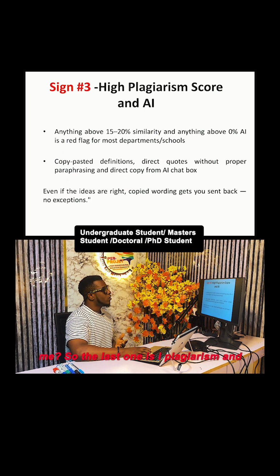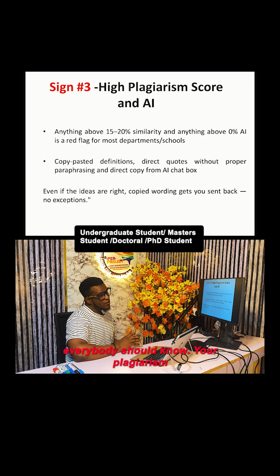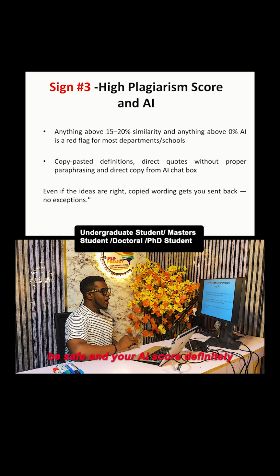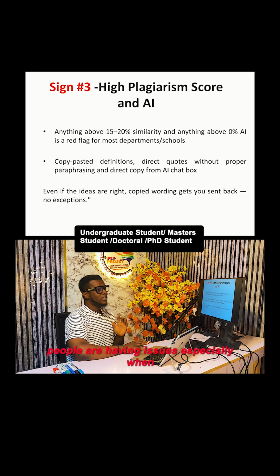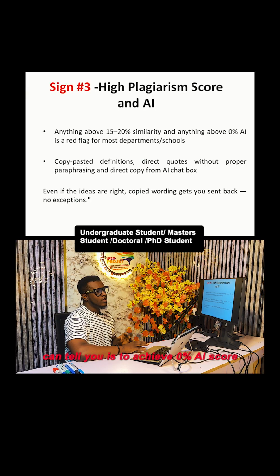So the last one is high plagiarism and AI. Of course, this is something everybody should know. Your plagiarism score should not be above 15% to be safe, and your AI score definitely should be 0%. Now, I understand a lot of people are having issues, especially when it comes to reducing AI. What I can tell you is that achieving a 0% AI score is 100% possible. That's one thing I can tell you.